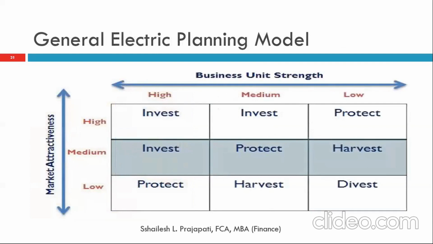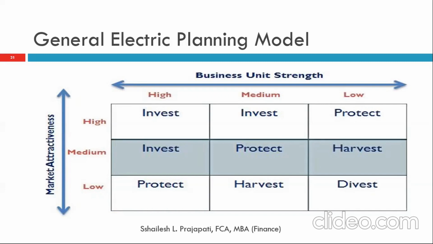The second model is the GE electric planning model, where we have the x-axis as business unit strength and the y-axis as market attractiveness. Let us take 2 extreme examples. If your market attractiveness is high and your business unit strength is also high, it means you need to invest. If your market attractiveness is low and your business unit strength is also low, it means you need to divest. It means you need to go somewhere else.